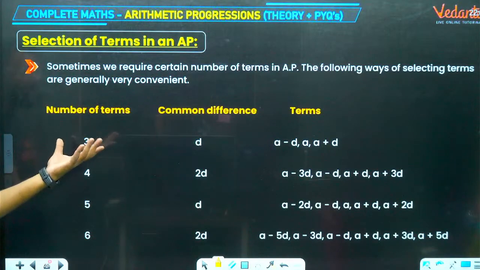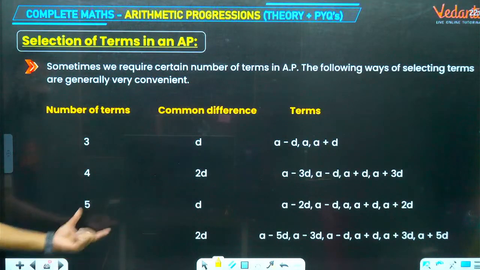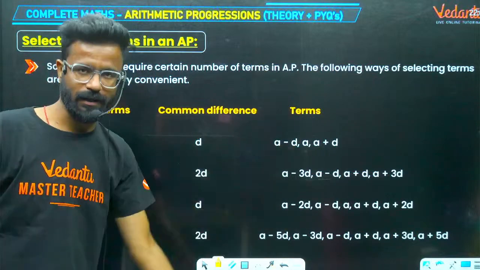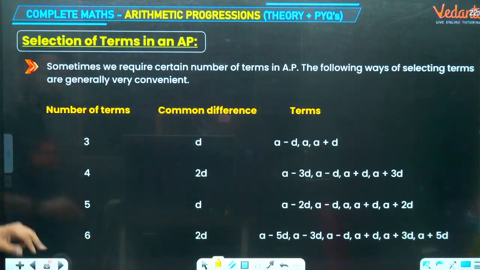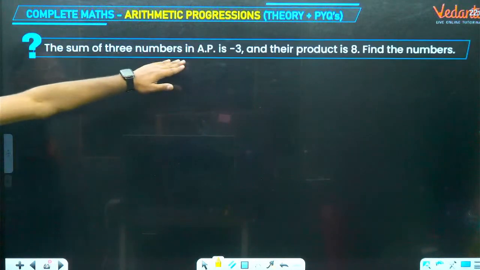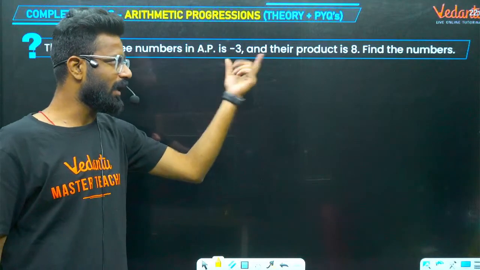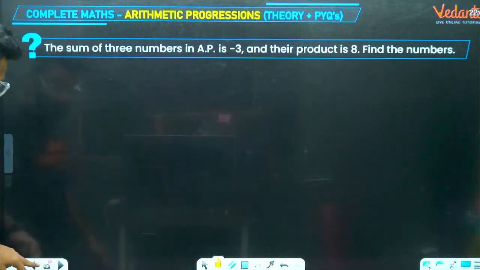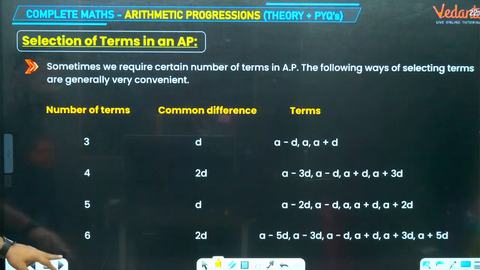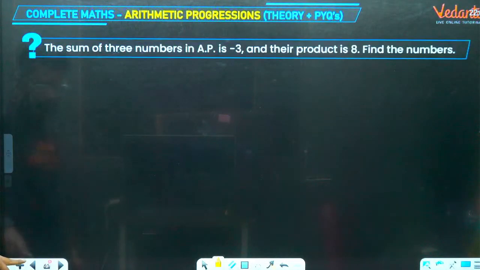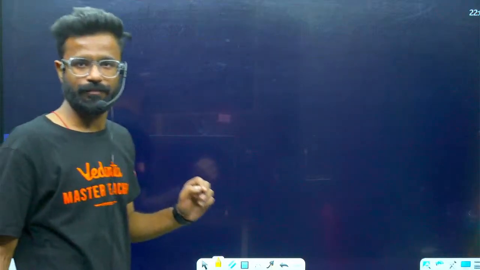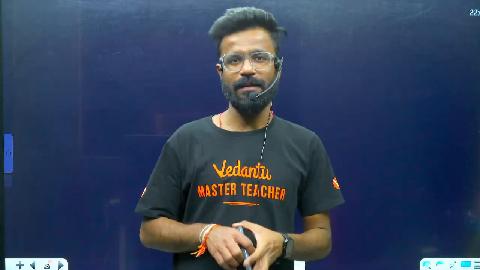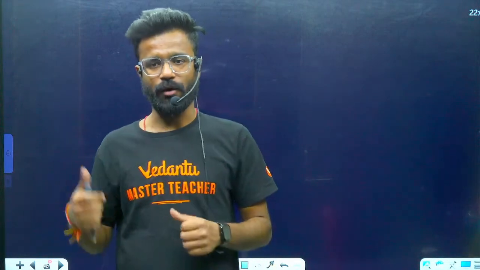Selection of terms in an AP, number of terms, common difference and terms. The sum of three numbers in an AP is minus 3 and the product is 8. Find the numbers. You can use this following pattern to solve these types of questions. So we have these types of chapters, also these types of questions, which I already taught you in my class.